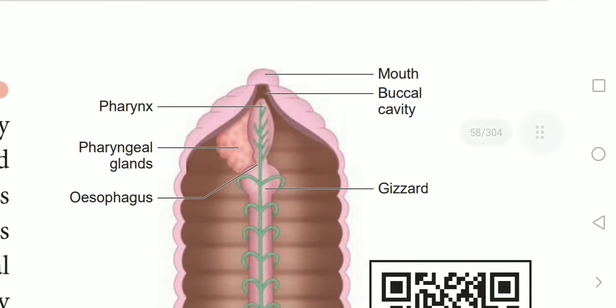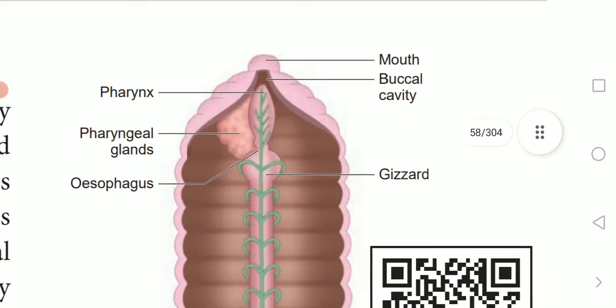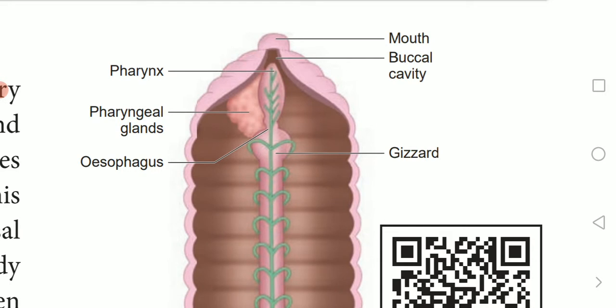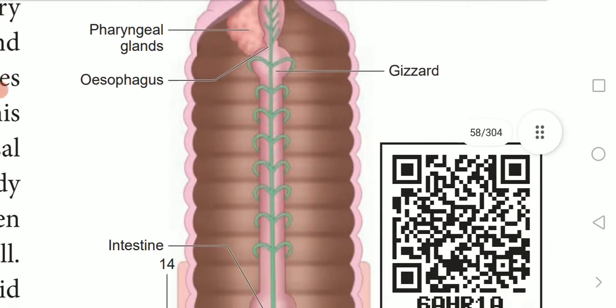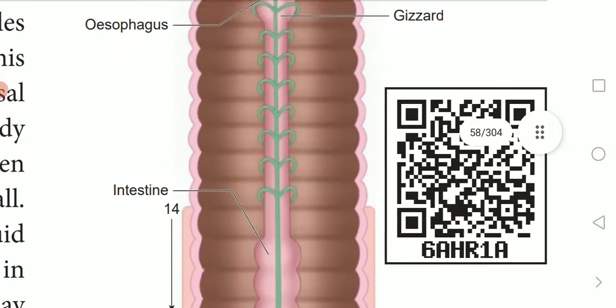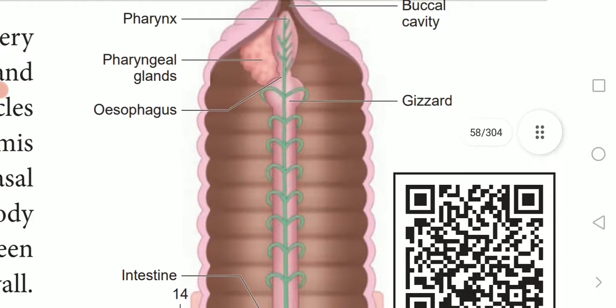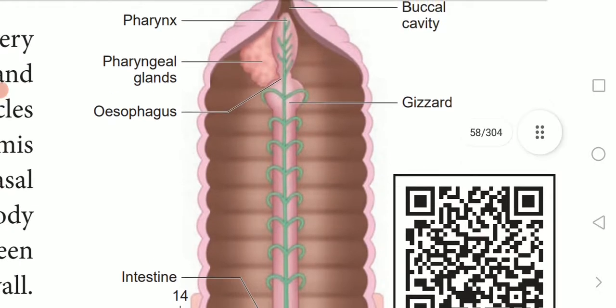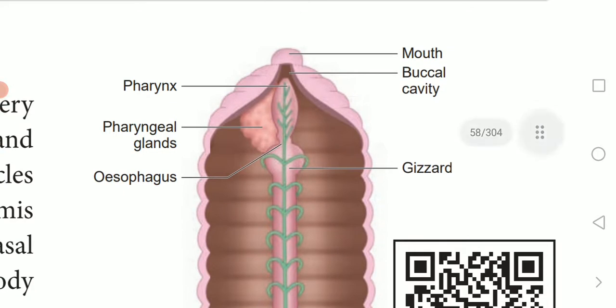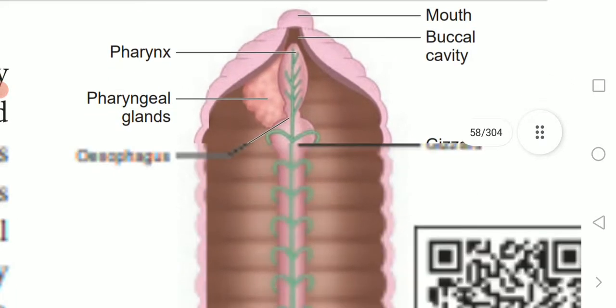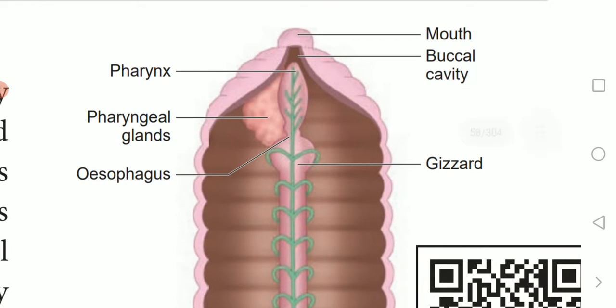The digestive system of the earthworm consists of the alimentary canal and the digestive glands. The alimentary canal runs as a straight tube throughout the length of the body from mouth to anus. See, from mouth to anus. They have given only half of the diagram. The alimentary canal runs up to the anus. Then the mouth opens into the buccal cavity, which occupies the first and second segments.